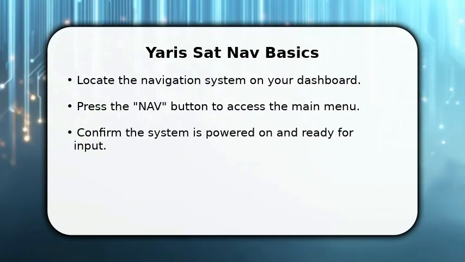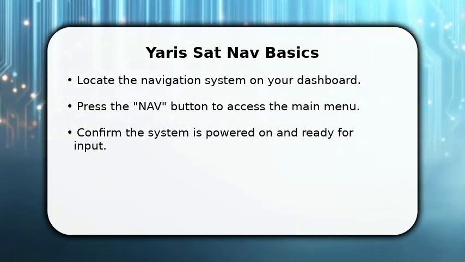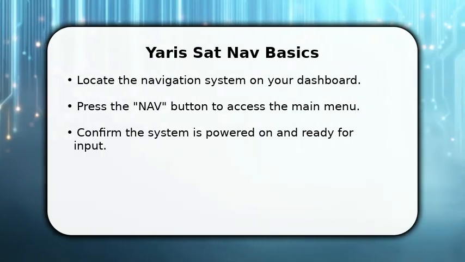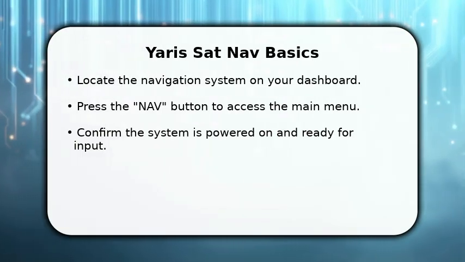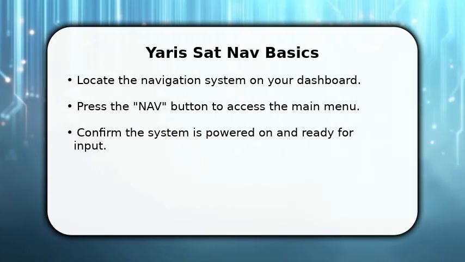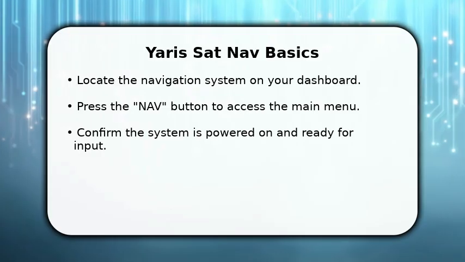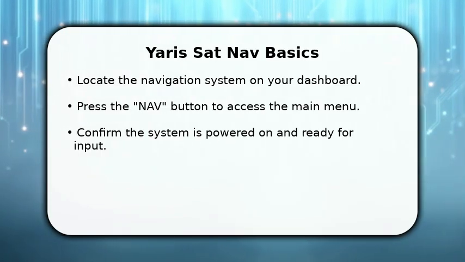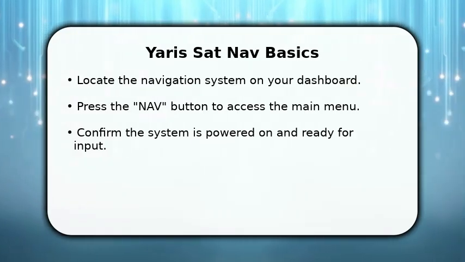In this video, I will explain how to use your Toyota Yaris satellite navigation system. First, locate the navigation screen, typically in the center of your dashboard. Press the dedicated NAV button to activate the system. Ensure the unit is powered on and displaying the main navigation menu. This initial step prepares your system for entering destinations and planning routes, making your journeys much smoother and more efficient.